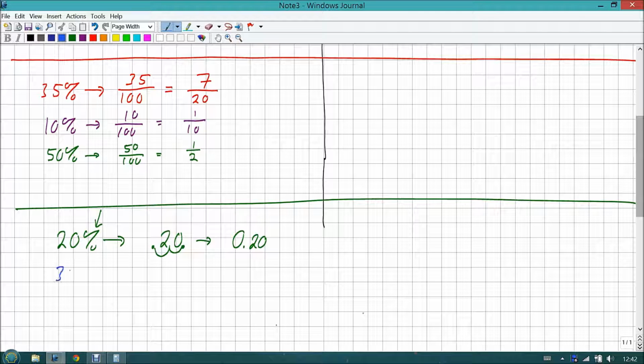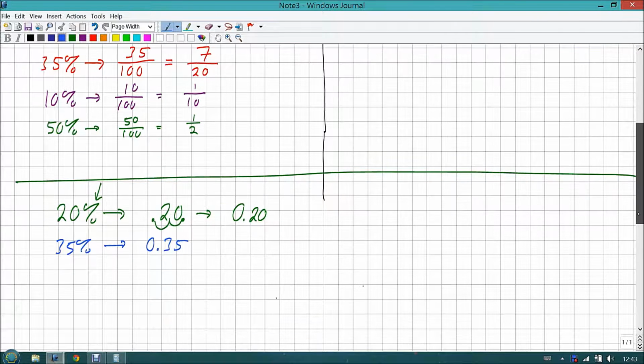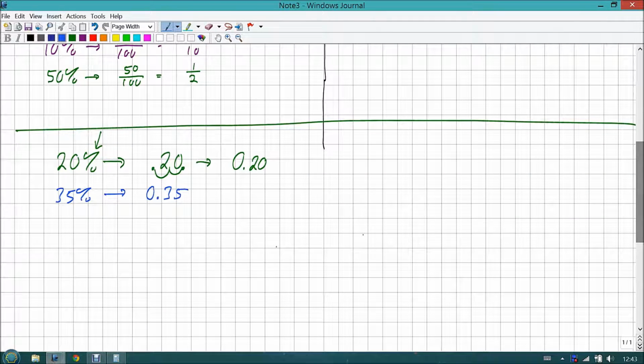What about 35%, from our previous example? Well, the decimal would move 1, 2 spaces. That'd be 0.35, right? Because if we move it 2 spaces to the right, we would get 35%. And what about 50%? Well, again, we rewrite it as 50 with our little dot, move it 2 spaces over, and that's 0.50.